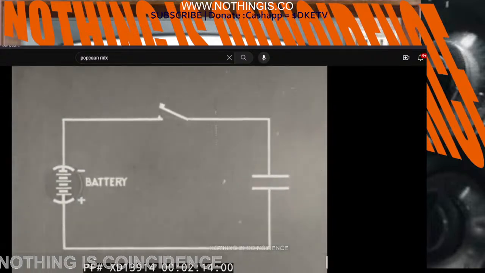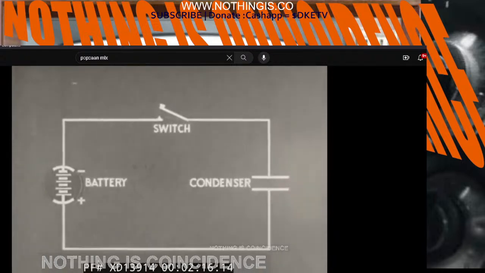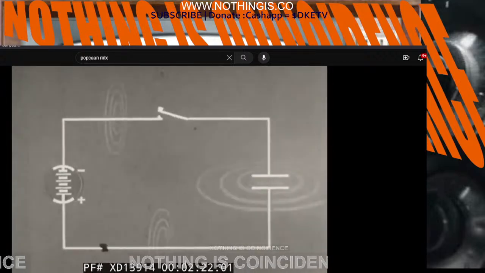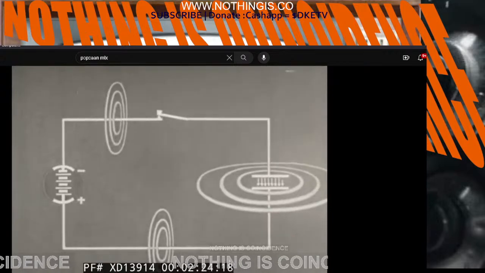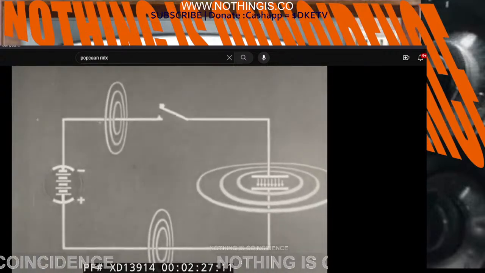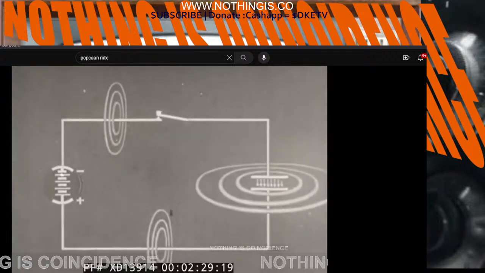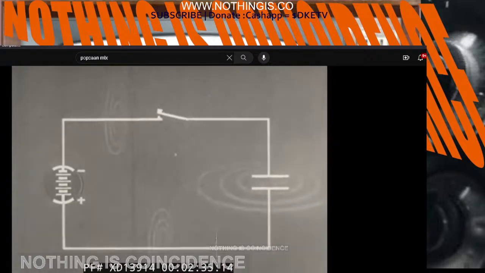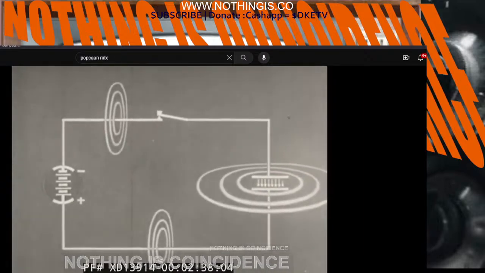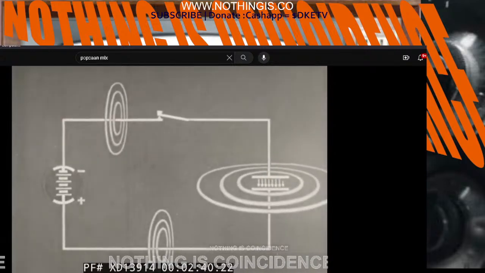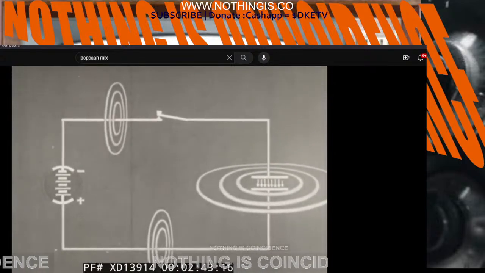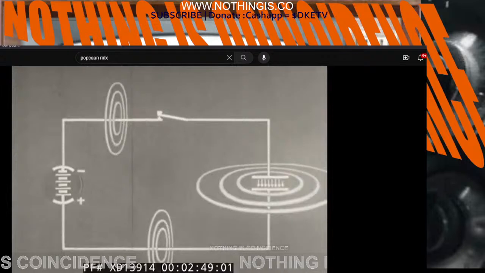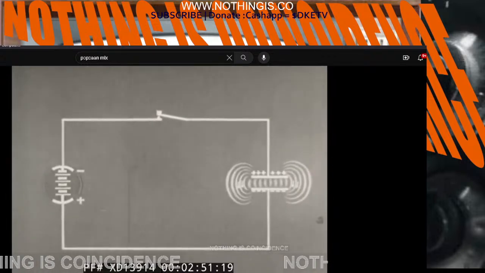In a hookup consisting of a battery, switch, and condenser, maximum current flows the instant the switch is closed, resulting in the creation of a magnetic field at the instant of closing the circuit. This magnetic field remains around the conductor while the circuit is closed. When the plates of the condenser are fully charged, current ceases to flow. The magnetic field around the condenser and conductors collapses as current diminishes. The condenser is then a charged object, and a dielectric field is built up around it as the charge accumulates.